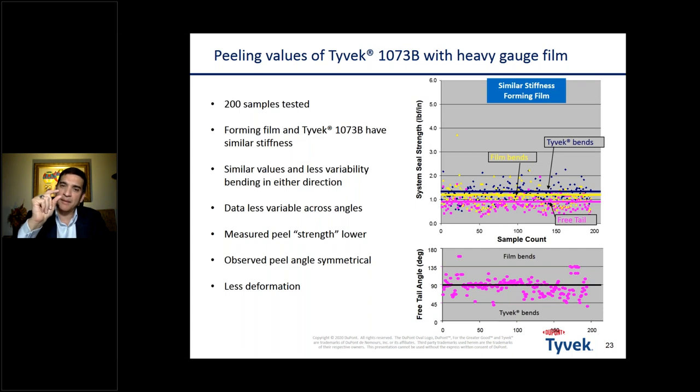But what's going to happen if I have some artificial number? Jeff Pavey did a wonderful presentation at Health Pack a few years back about the myth of 1 pound and where that came from and why we use it. And really, if you were to have a 1 pound minimum, that very good 1073 pouch with a very good thick film on the other side would fail a whole bunch of times because it's not meeting that arbitrary 1 pound minimum.